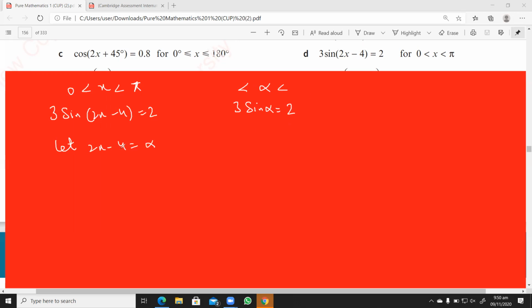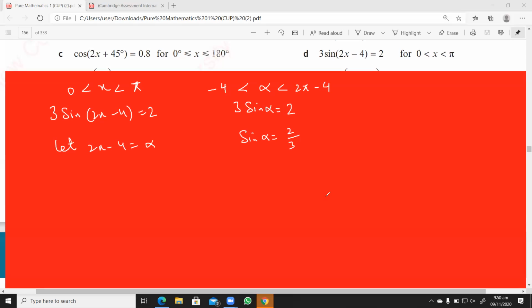So I put the lower limit of x here, which is 0. So 0 minus 4 is going to be minus 4 over here, okay? And then I put the upper limit, that is pi. So this is 2 pi minus 4. Now look at this. This sine alpha is going to be 2 over 3.